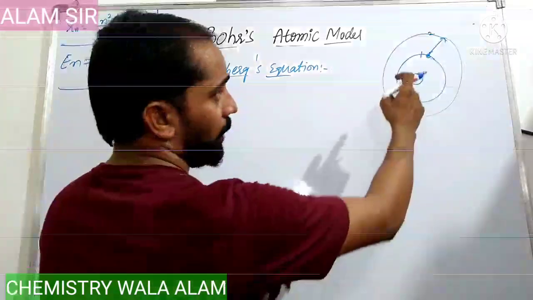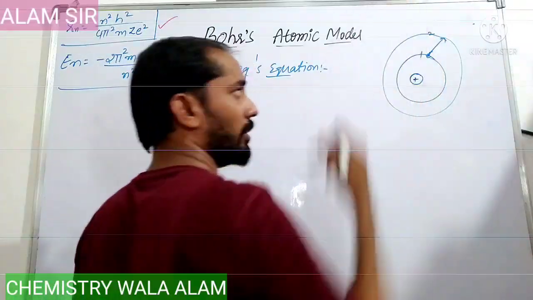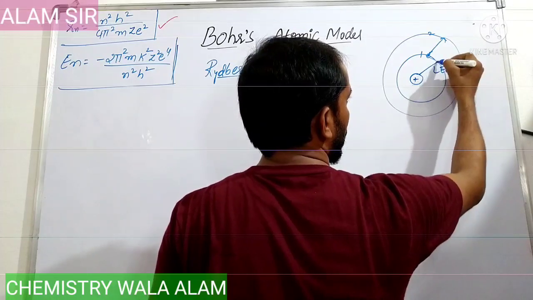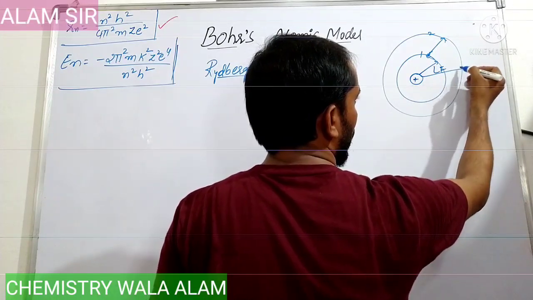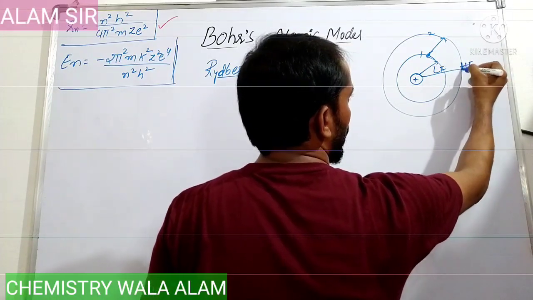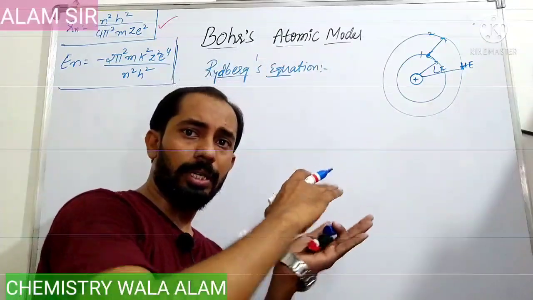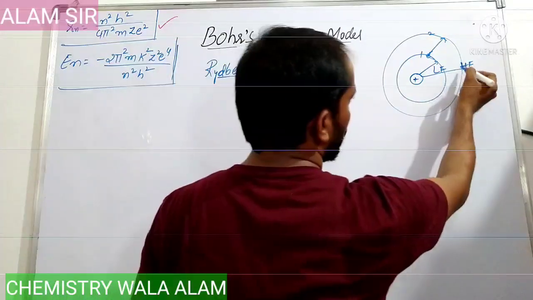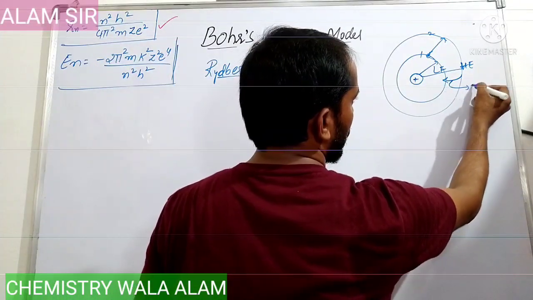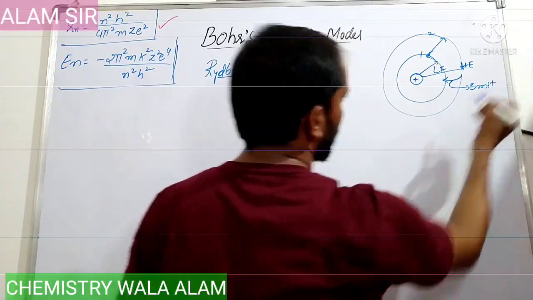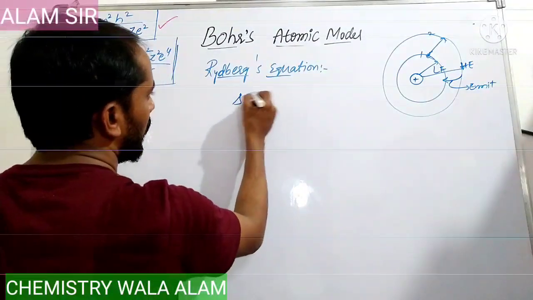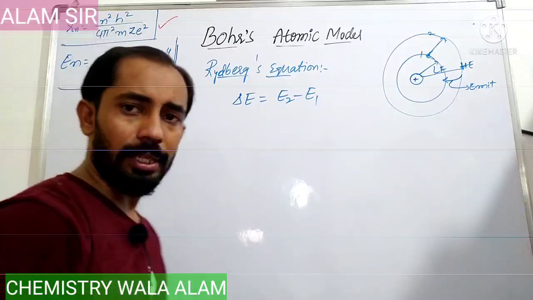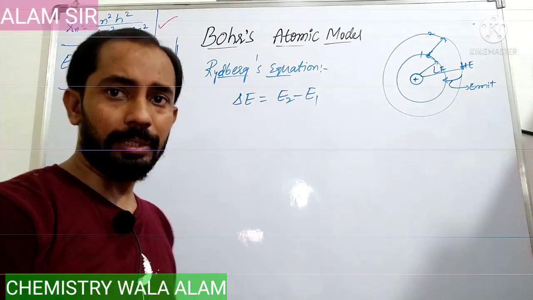Whenever an electron jumps from a lower orbit to a higher energy orbit, which is farther from the nucleus, the distance increases and the energy also increases. So an electron can jump from a lower energy to a higher energy orbit, and energy is absorbed. Sometimes it jumps from a higher energy to a lower energy orbit, and energy is emitted or released. The change in energy equals E2 minus E1.